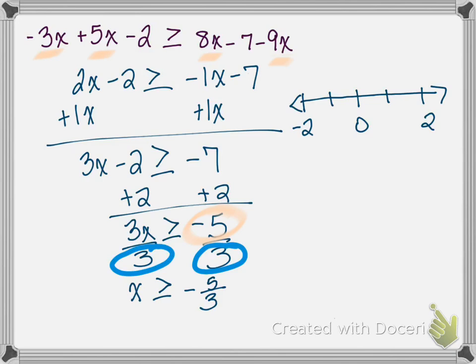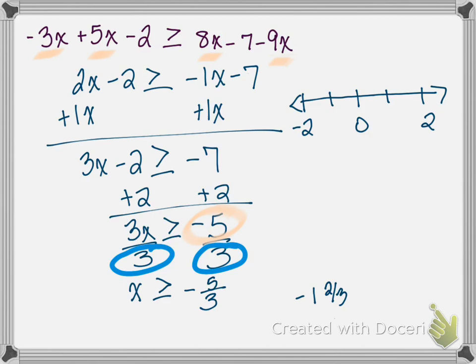So negative 5 over 3, if I changed it to a mixed number, what would it be? How many times does 3 go into 5? Once. What do I have left over? 2. So negative 1 and 2/3. Okay? That's where it falls on the number line. Negative 1 and 2/3. So am I going to have a bracket at negative 1 and 2/3, or am I going to have a parenthesis?